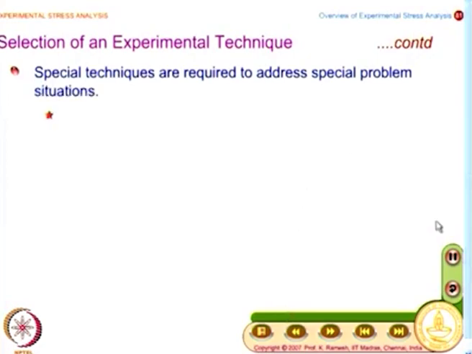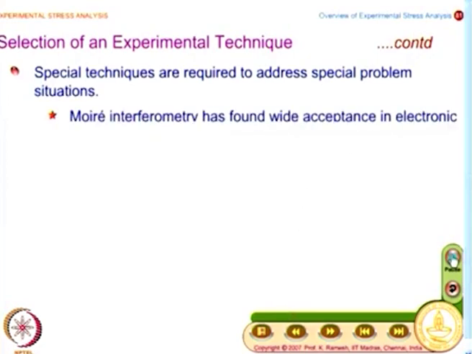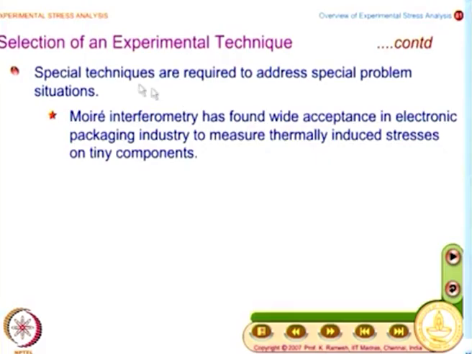So, a combination of a whole field and a point by point technique go together and help you solve a problem. Day to day design problems you can handle, and also special situations. So, you can always fall back on either photoelasticity or strain gauges. For special situations, you have to go in for special techniques. So, you need special techniques to address special problem situations.